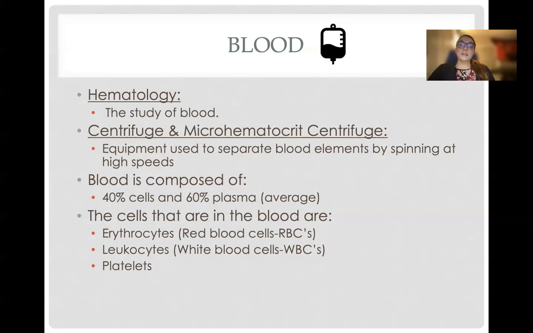In the cells that are in the blood, we're going to see erythrocytes, leukocytes, and platelets. Erythrocytes, that is our scientific name for our red blood cells, abbreviated RBC. And leukocytes is the scientific name for the white blood cells, also abbreviated as WBC. Then we have the platelets. Those are going to play a major role in the clotting factors for our patients.